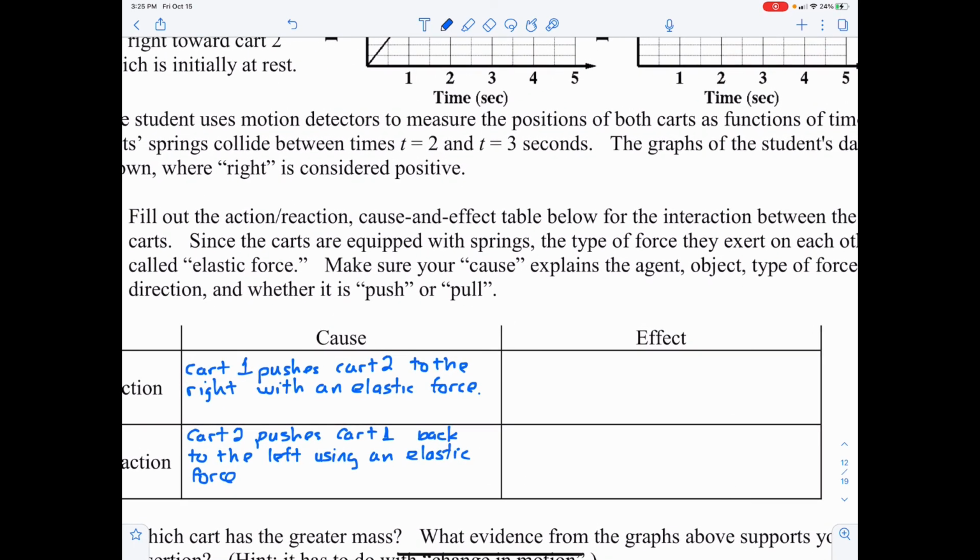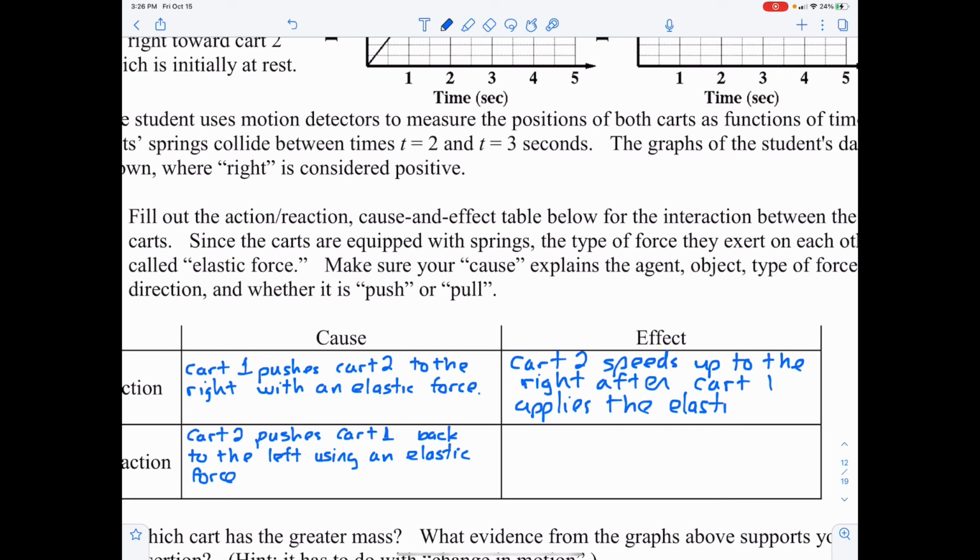The effect of this in terms of the action, so if cart 1 pushes cart 2, the effect is that cart 2 speeds up going forward, or going to the right. Cart 2 speeds up to the right after cart 1 applies the elastic force.